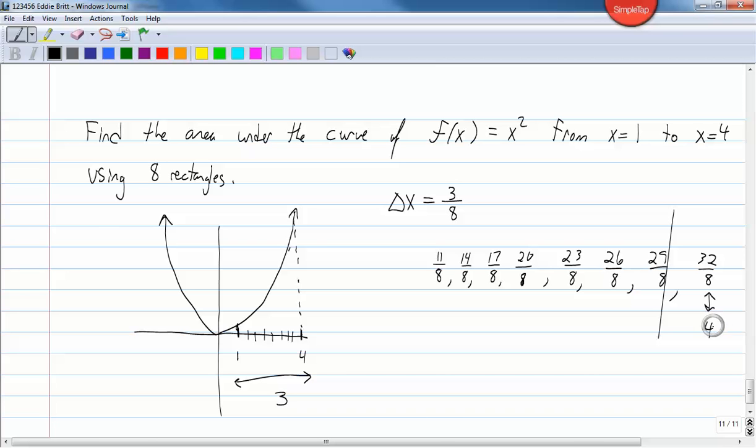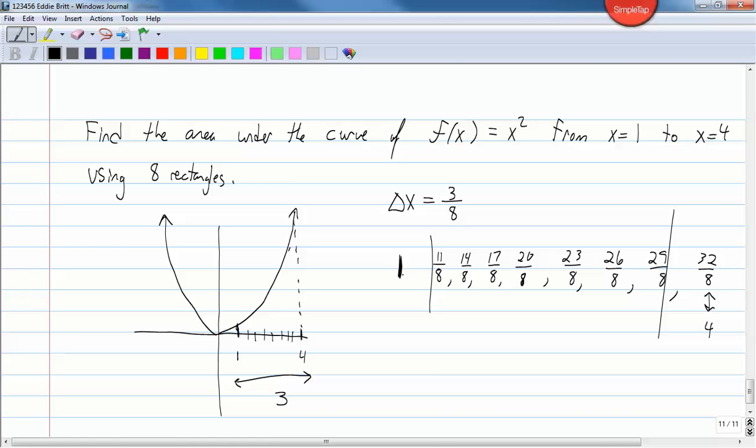Then start on the right side at 4. Do f of 4 plus f of 29/8 all the way until you get to this last one here, but don't use f of 1 because that will give you an extra rectangle. Then you'll have an upper and a lower sum, and we'll all be happy.